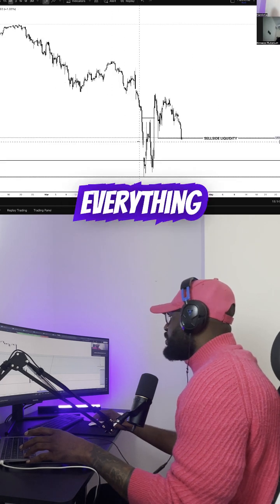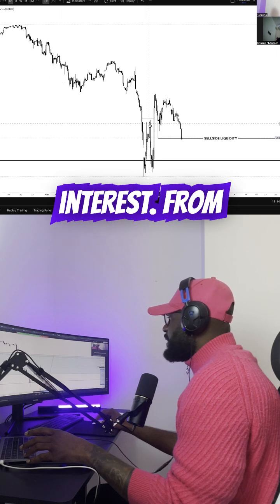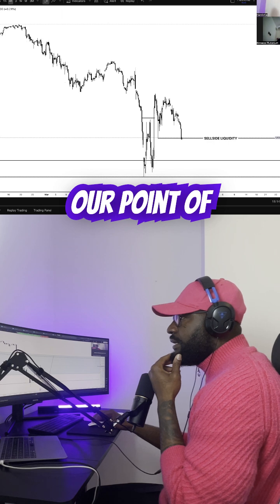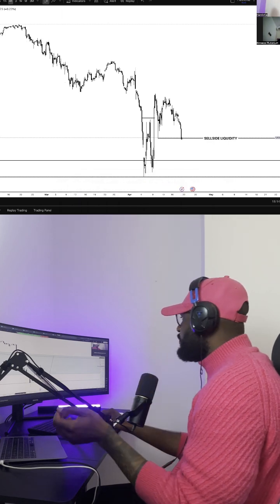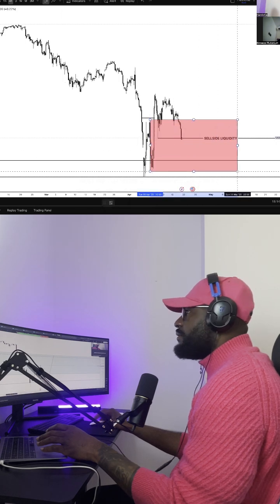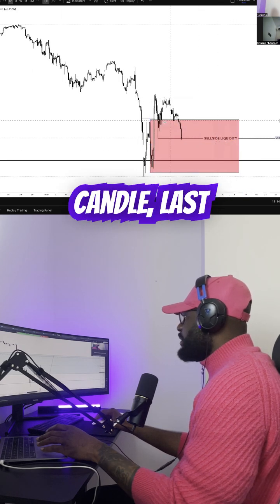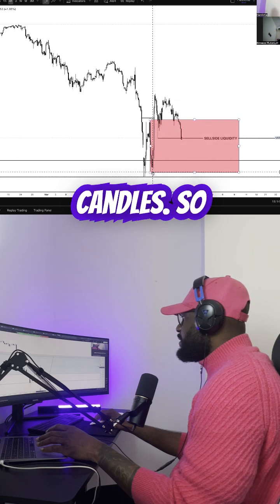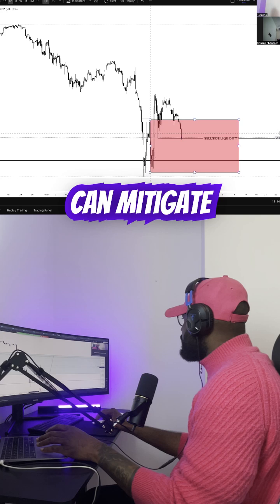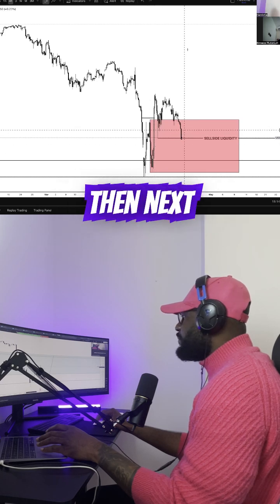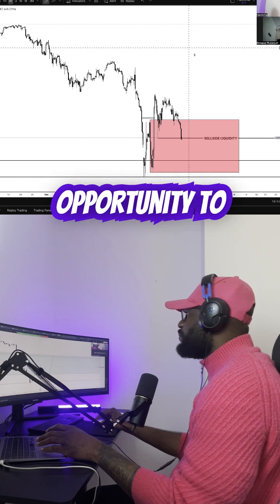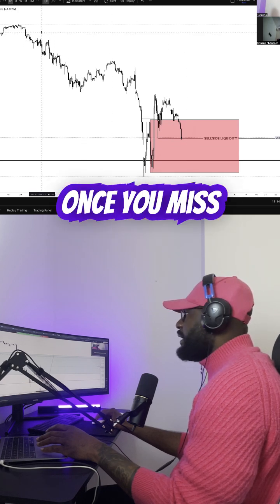Remember, everything here is our point of interest. From this candle here to this low is our point of interest. That's our entire buy zone, because this is the last down close candle. So everything in here, price can mitigate anything, reverse, and then the next thing you see is a big up close candle that will not even give you opportunity to buy it anymore once you miss it.